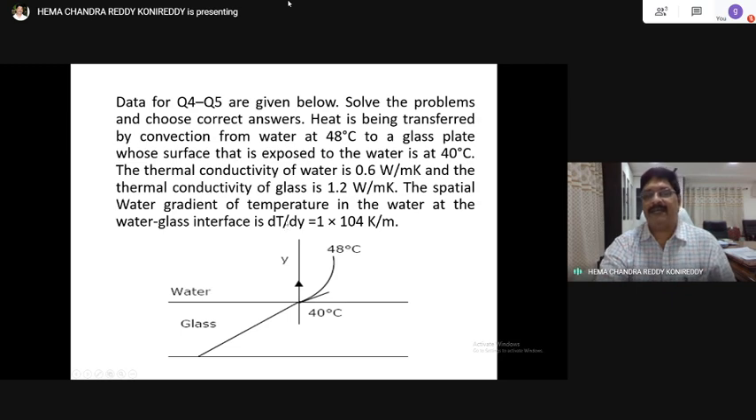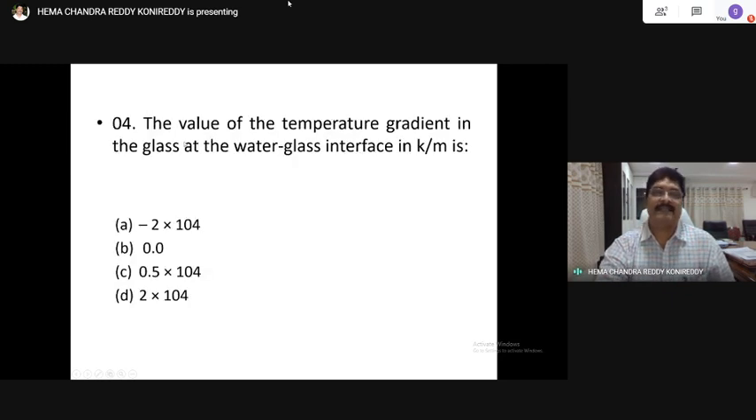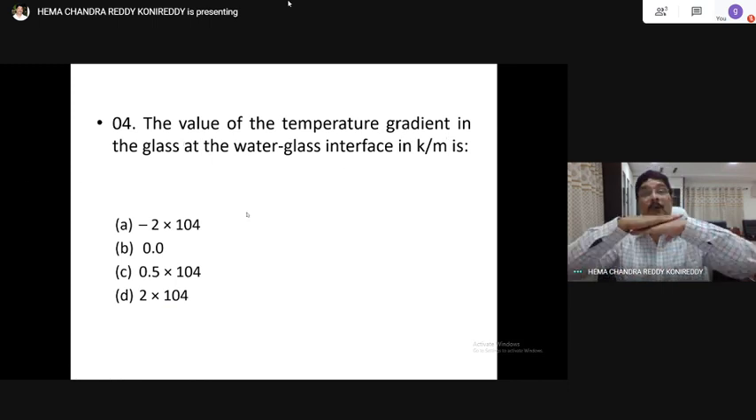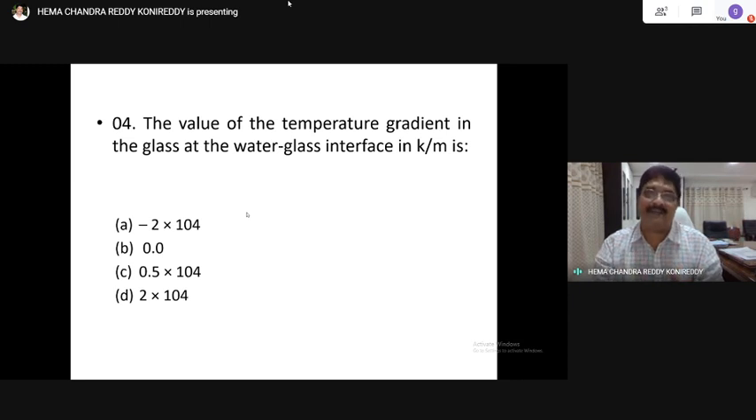dT by dy is given here for what? Now, what is he asking? The value of temperature gradient in the glass, water at y is equal to 0, what is dT by dy? That is given, 1 into 10 power 4. What is it in the glass at y is equal to 0? At the same interface, what is the temperature gradient of the glass? That's what he is asking.